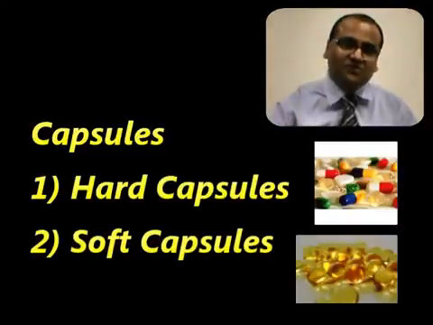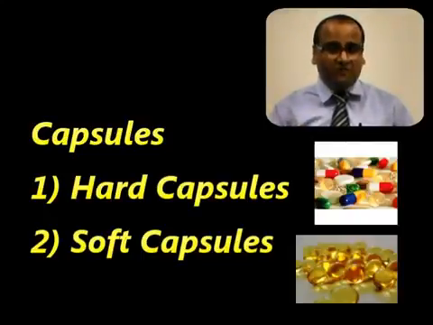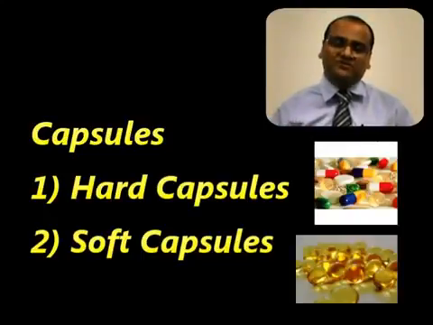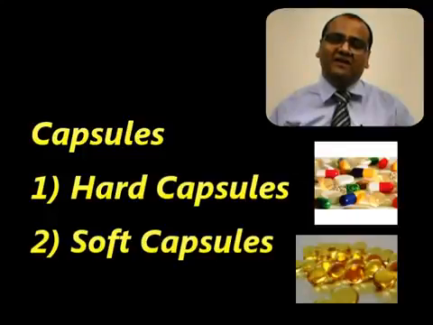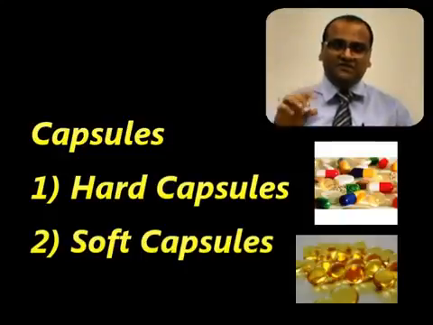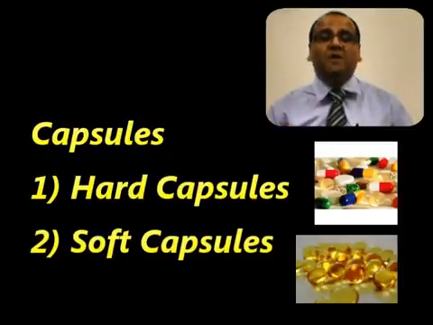Now apart from this, what we have is the capsule. Capsule is also a kind of oral dosage formulation. It's made up of gelatin. There are two varieties of capsules: soft capsules and hard capsules. The soft capsule will have a liquid formulation inside it. So you have cod liver capsules, those kind of things, liquid preparations inside the capsule. The capsule is made up of gelatin, and it's biodegradable.